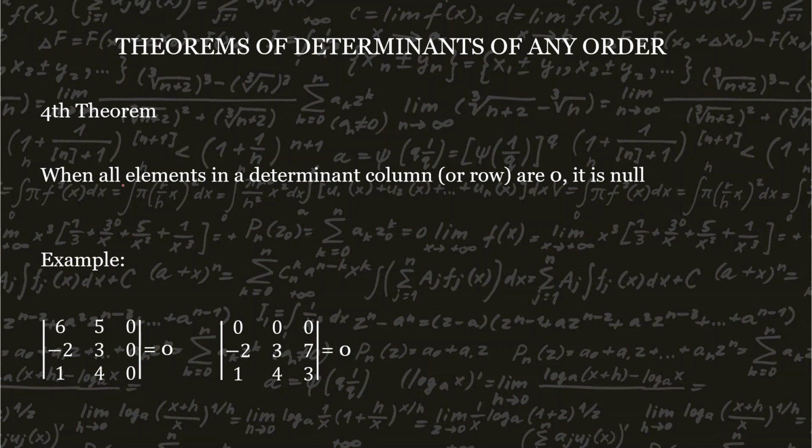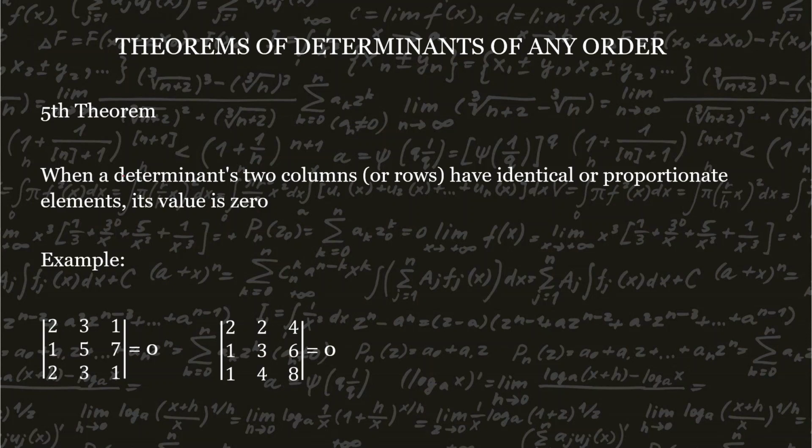For the fourth theorem, when all elements in a determinant's column or row are 0, it is null. Let's observe this example. We observe that column 3 has all values of 0, which means the answer is null or 0. Same thing here: row 1 consists of all zeros, which means the value is 0 or null.